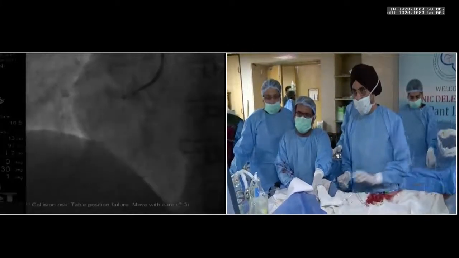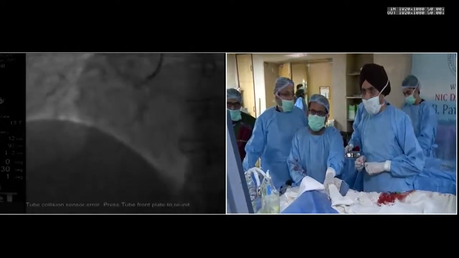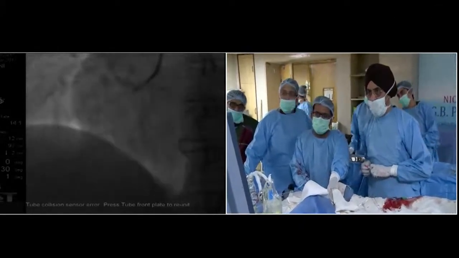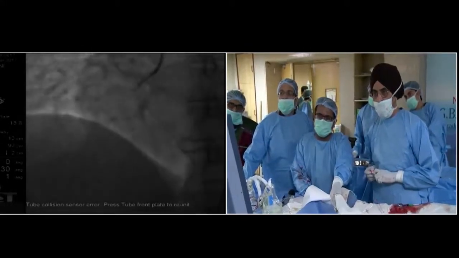So I switched back to the Fielder XT wire. I do not have too many choices of wires here, so if this doesn't go, I will switch to the left side.